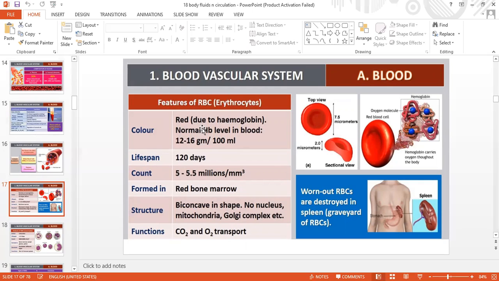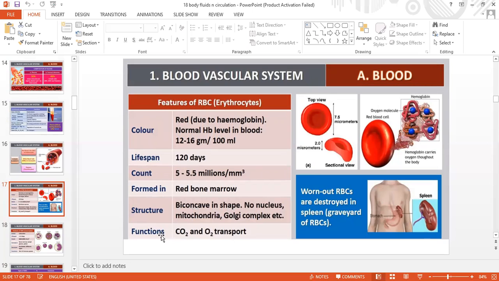If you look at the color, it's red due to the hemoglobin pigment. Normal HB level in blood should be 12 to 16 gram per 100 milliliter. Lifespan is 120 days. The count of RBC is 5 to 5.5 million per cubic millimeter. They are formed in the red bone marrow of long bones. Structure: it is biconcave in shape. No nucleus is present. Mitochondria are not present, and the Golgi apparatus is also absent.